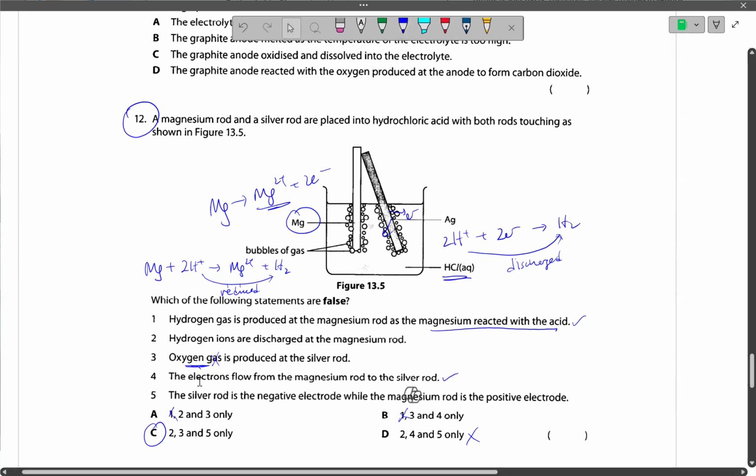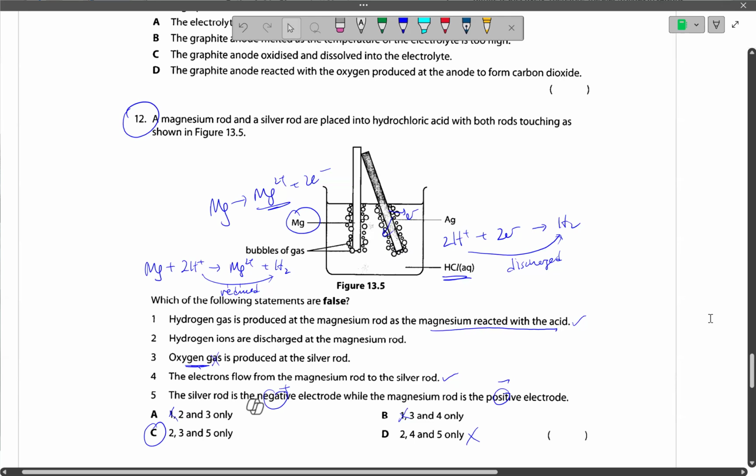All right. More reactive to less. Silver rod is a negative electrode while the magnesium rod is positive. No, this is the opposite. Remember, the more reactive metal is always negative because electron come out from it, and this is positive where electron goes in. Yeah, so it's 2, 3, 5.